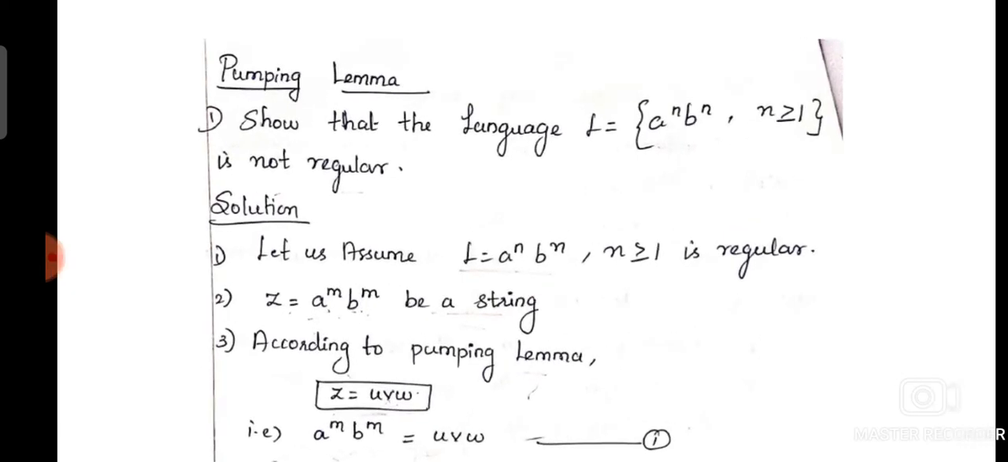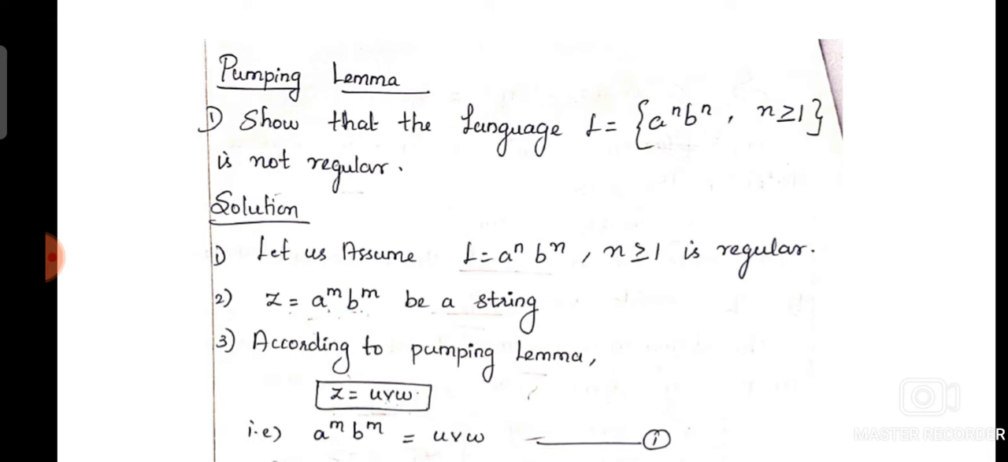Now we are going to see the problems. Show that the language L equal to a power n, b power n, n greater than or equal to 1, is not regular. According to our theorem of pumping lemma, we will do the problem with a sequence of steps. In the first step, we will assume the given language is regular. So we will solve the pumping lemma problem with the concept of proof by contradiction. So in the first step, we are considering the given language is regular.